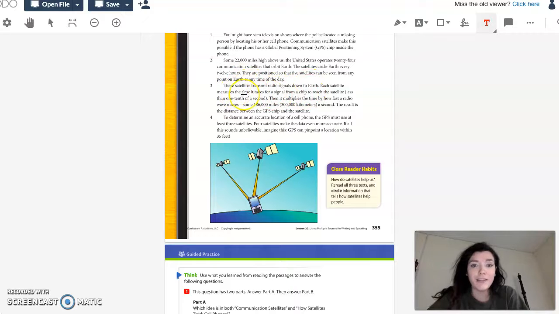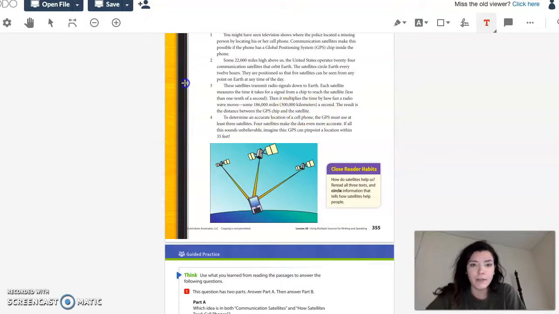Each satellite measures the time it takes for a signal from a chip to reach the satellite, less than 1/10 of a second. Then it multiplies the time by how fast a radio wave moves, some 186,000 miles, or 300,000 kilometers a second. The result is the distance between this GPS chip and the satellite.